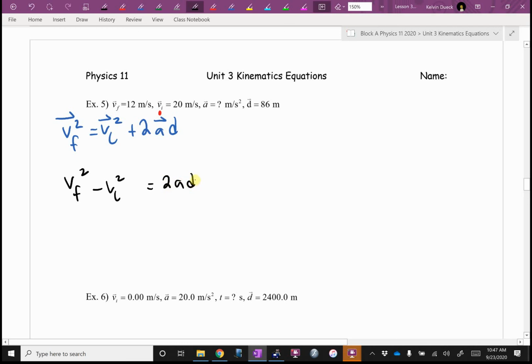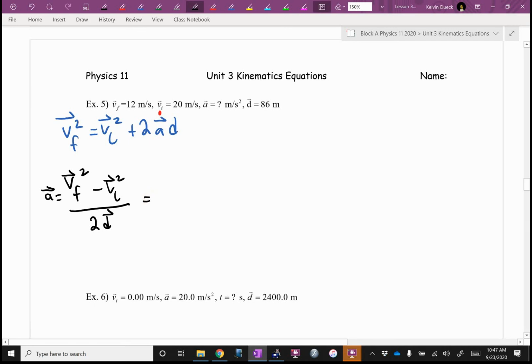How would I get the A by itself? Well done. Divide this whole thing by 2D. That is yet another equation for acceleration. VF squared minus VI squared all over 2D. Kiana, do I need to memorize this? Okay, let's write out the numbers.